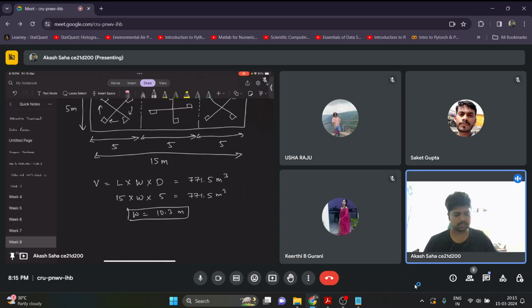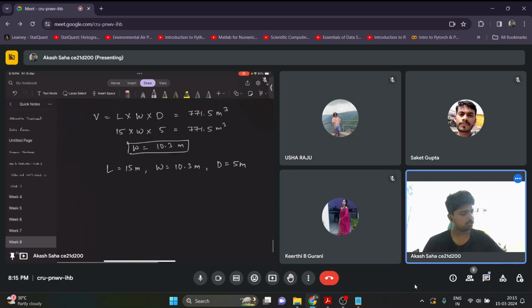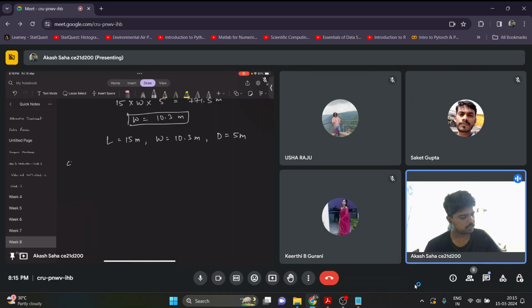So like this I can find out all my dimensions. My length is equal to 15 meters, width is equal to 10.3 meters, and my depth is equal to 5 meters. So this is my whole configuration of my reactor. Now third is my power requirement. So how much power will be required?